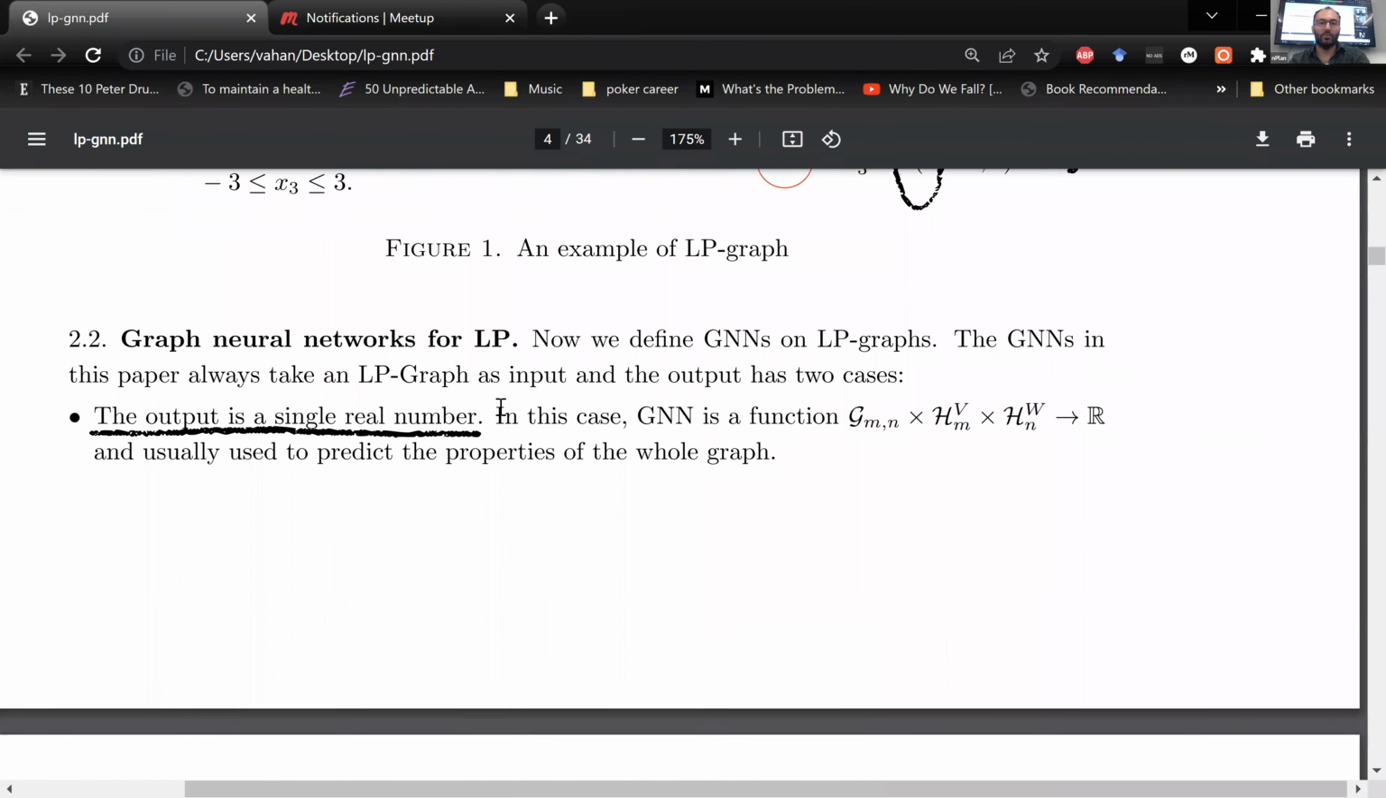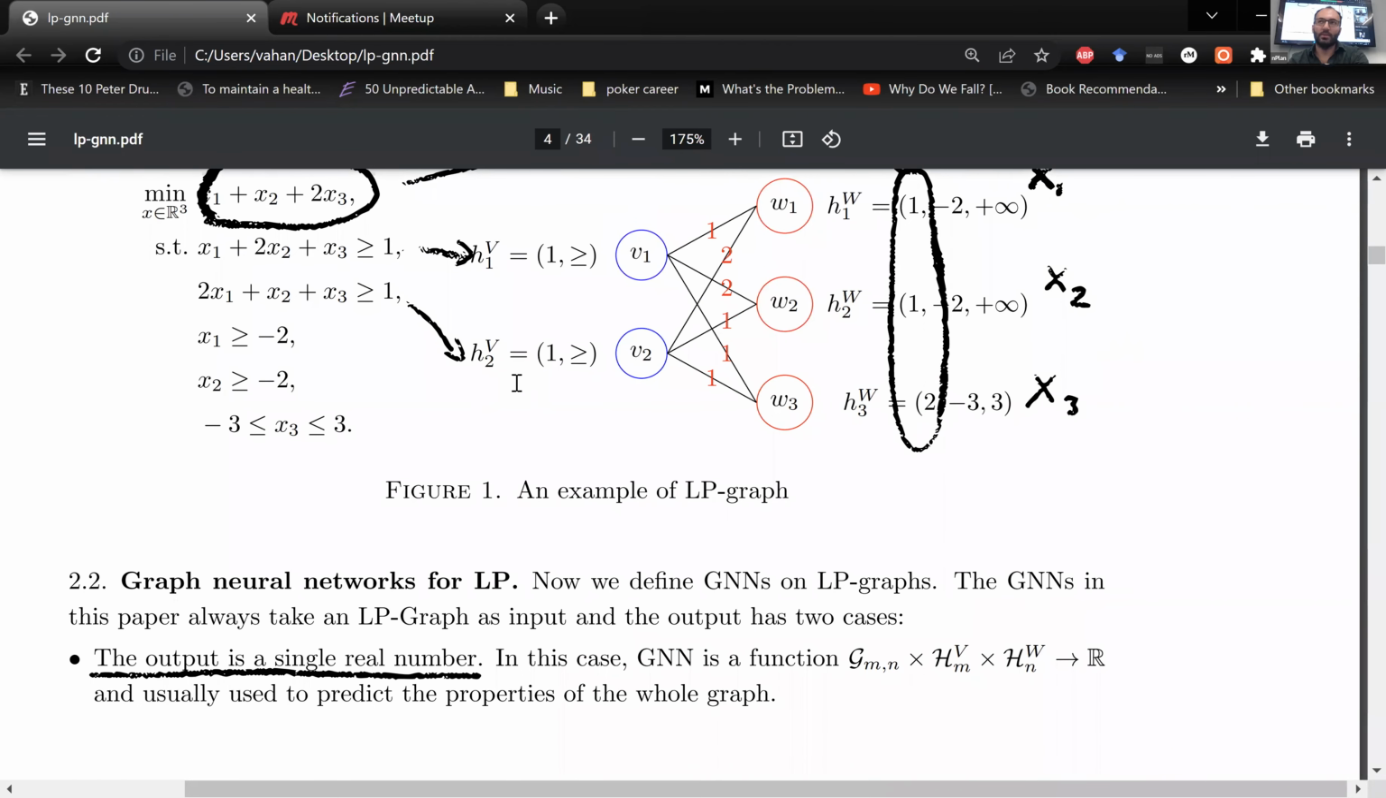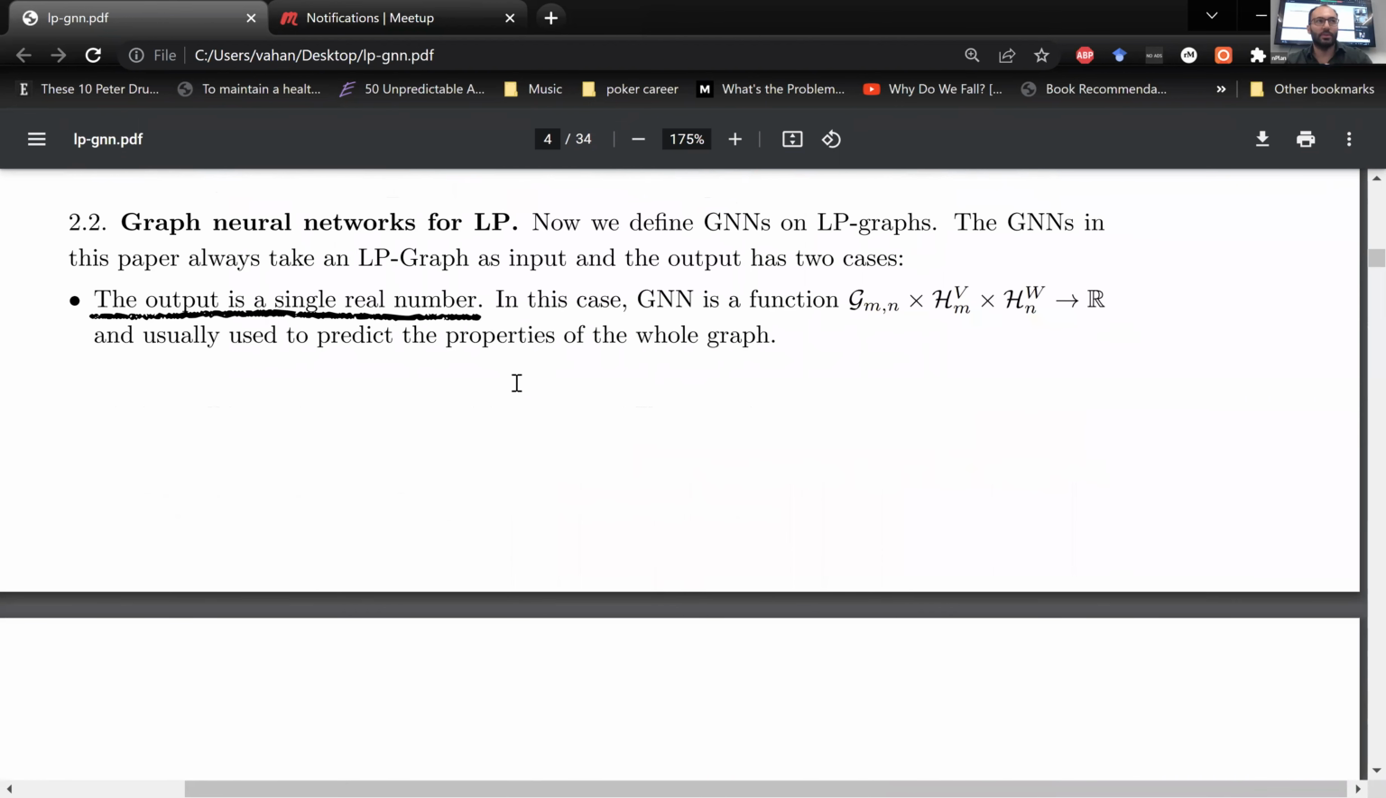So let's actually continue, because they do this WL isomorphism test, and then that's actually a good theory. But before we get there, we need to build some concepts.